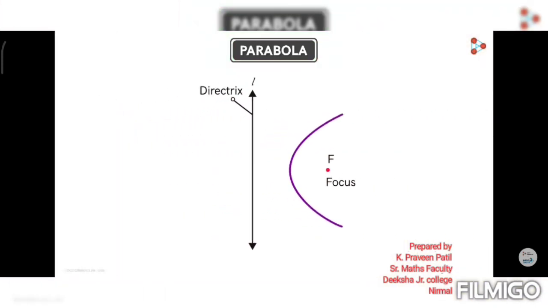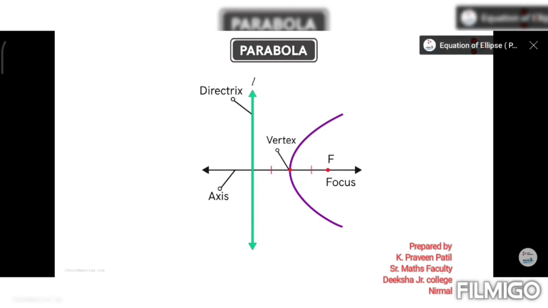Now consider one last thing. In this parabola, let's draw a line that's passing through the focus and is perpendicular to the directrix. Notice that the part of the parabola above the line is the mirror image of its part below this line. That is, the parabola is symmetric about this line. This line for a parabola is called as its axis, and the point where the parabola intersects the axis is called its vertex. Note that the distance of the vertex from the directrix is the same as its distance from the focus.